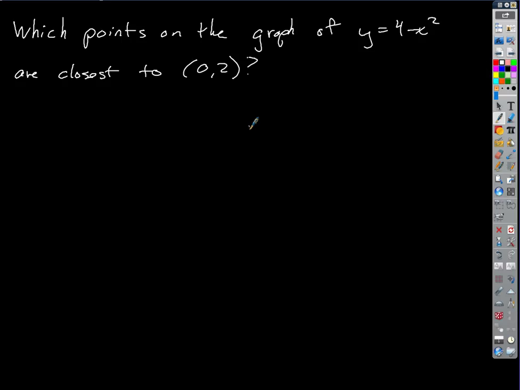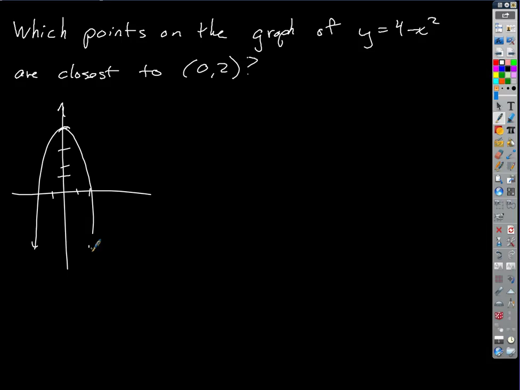What does this look like, by the way? 4 minus x squared. It's a parabola. What can you tell me about the parabola? Opens down. Where's the vertex? 0, 4. Yeah, so if we were to do a quick sketch, it would just look something like that. And the point 0, 2 is right there, right? Okay, so our primary equation, what is it we're trying to find?